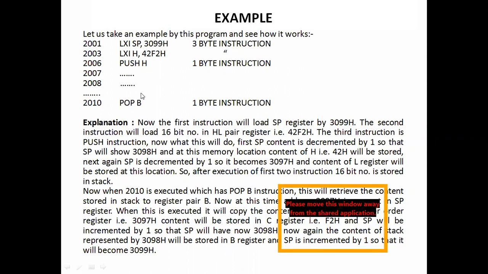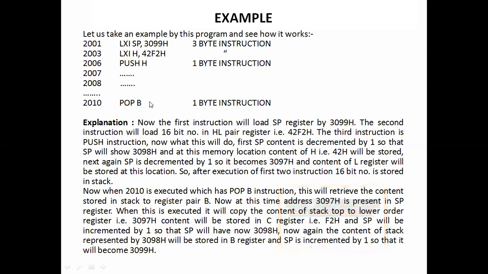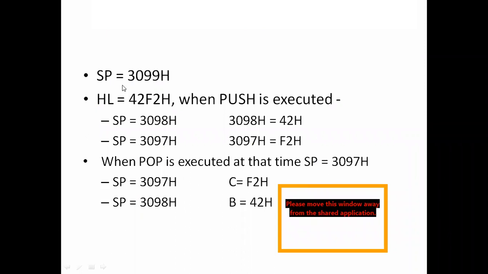So before the start of the instruction LXI, the SP was at 3099. But when the push instruction is executed, SP will show 3097. Before execution of POP B, SP will show 3097, but after execution of POP B, SP will show 3099. So in this way the stack operation works. So this is the example.